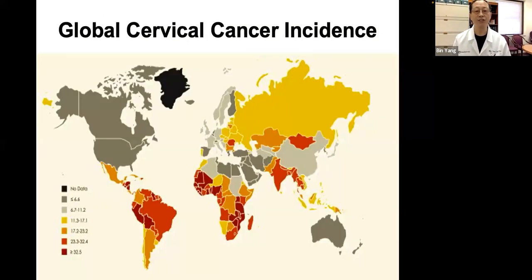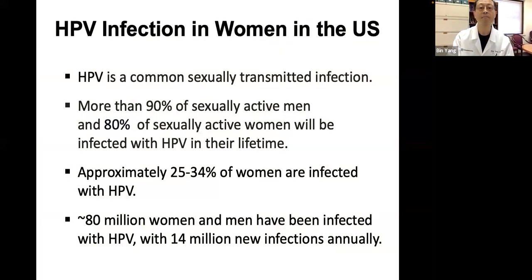This map gives us a bird's-eye view of the incidence of cervical cancer. You can see those purple and red clusters, mainly in Africa, South Africa, and Asian countries. I don't think the China map is correct, because I have been doing 15 years of cervical cancer screening in China and in some areas in North America.